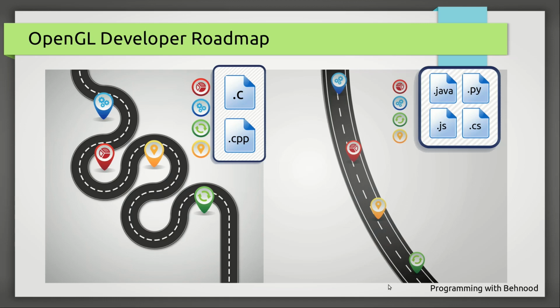Okay, so we have two ways to develop OpenGL-based software: the hard way and the easy way. The hard way is using C or C++ based applications, because OpenGL is written in C or C++. We can do more that way, but it's pretty difficult for us.